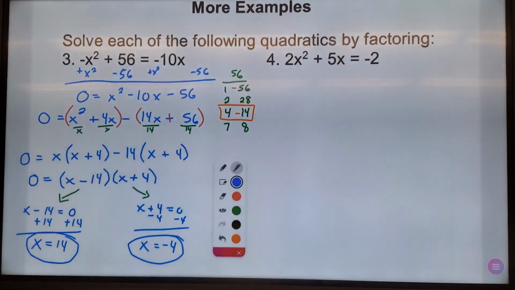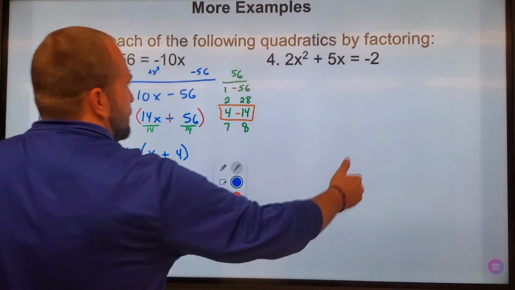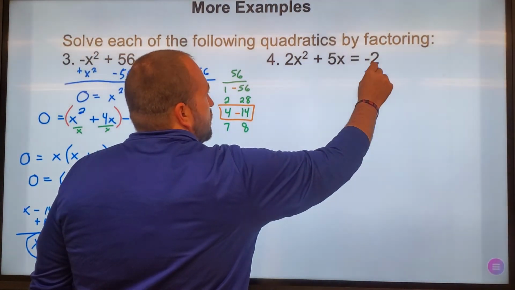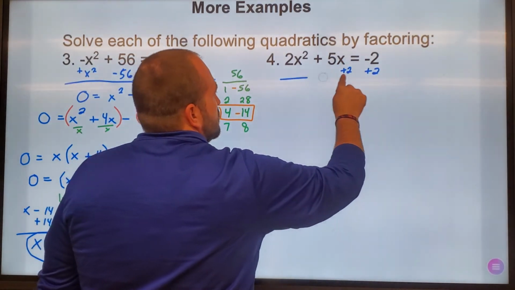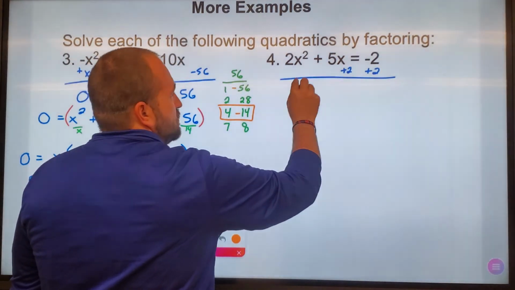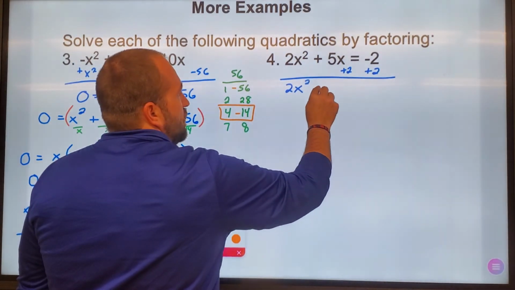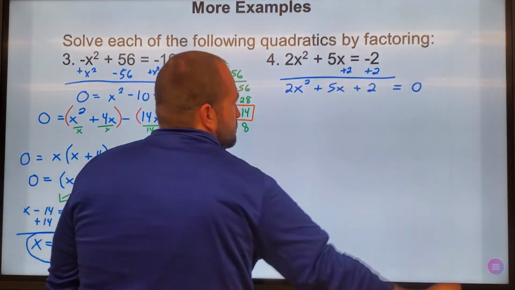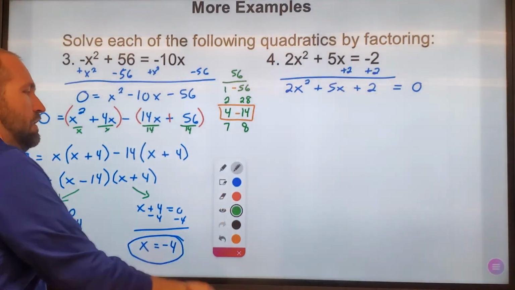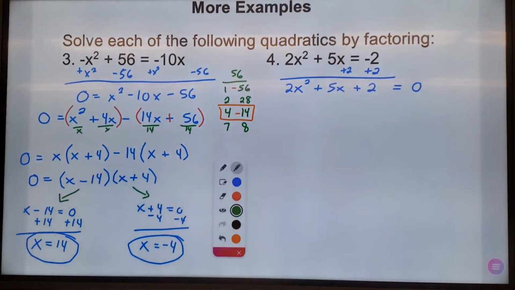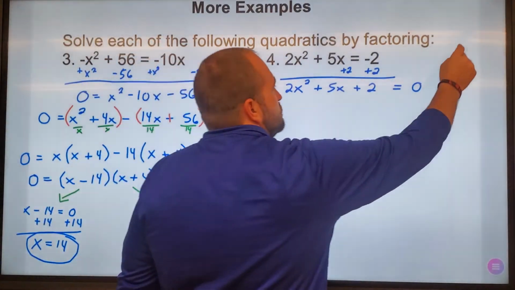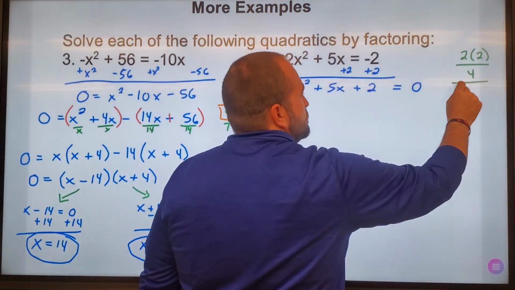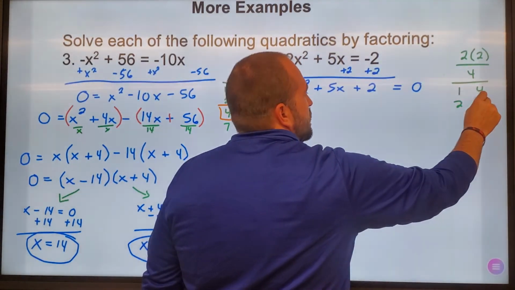Number 4, I'm going to add this 2 to both sides because this is positive, so I'm going to leave it positive. Again, you're going to see me squeeze it in there because none of these are like terms. That's now equal to 0. I'm going to take that A term times that C term, so I have 2 times 2, which is 4. Factors of 4 are 1 times 4 and 2 times 2.